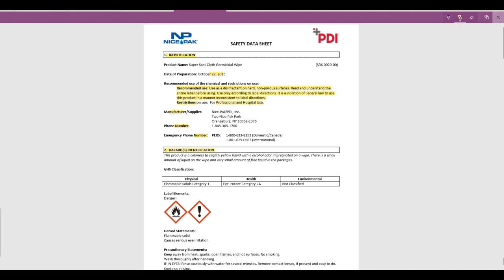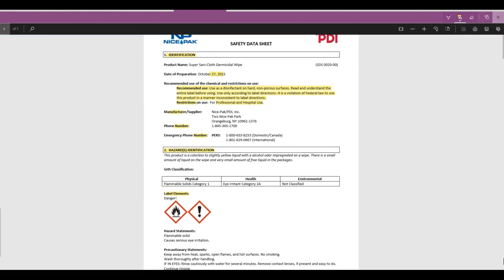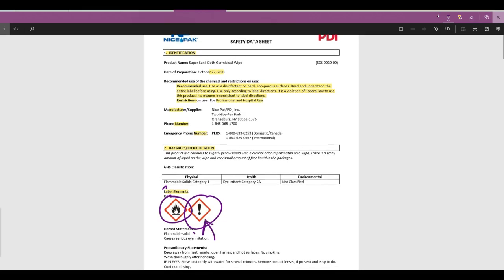This is one of the requirements that has to be there. There are these pictograms here, and the pictograms show you that this is a fire danger and that it is poison. Or rather, has eye irritation, sorry. So that's flammable and it can cause eye irritation if there's contact with the eye. So important to note there.